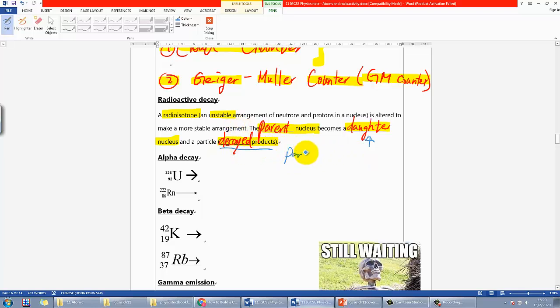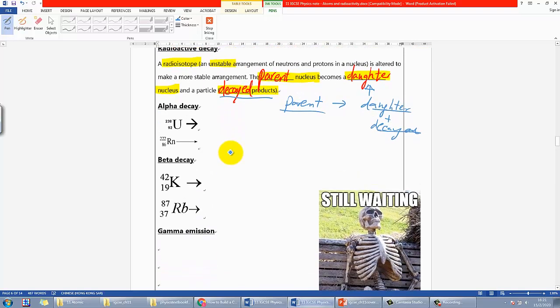So daughter nucleus and decay product. You may write down, if you really want to: parent becomes daughter and decay product. These 3 things in general. Here we have some examples from the textbook. You may already have seen some examples, and here are some more for you to practice.